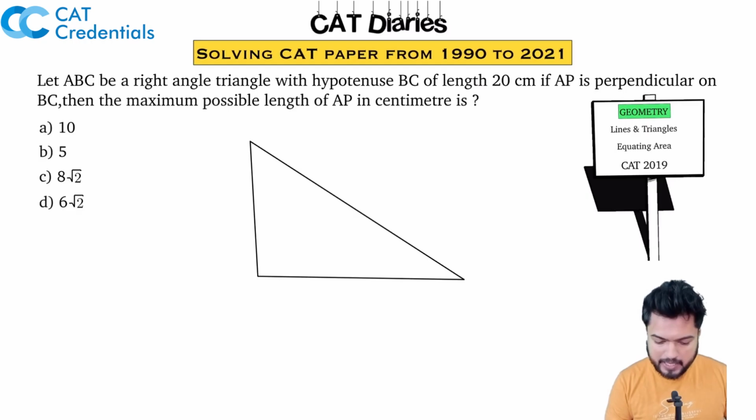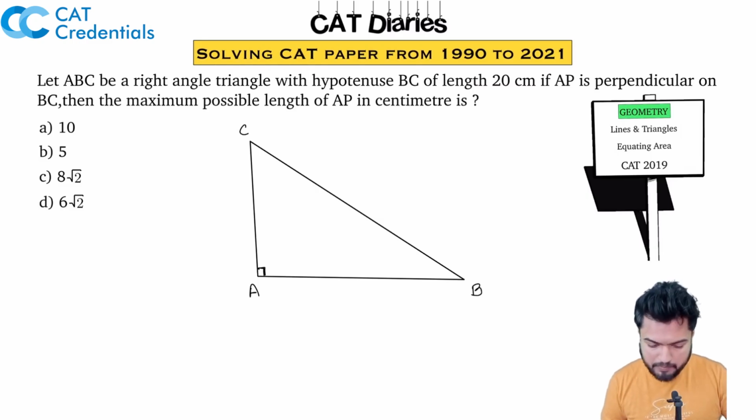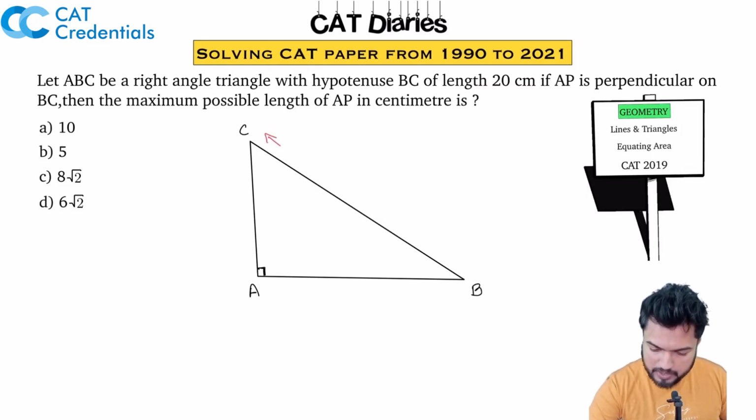So I make a right angle triangle. I name this as ABC. BC is the hypotenuse. So let's keep B here, C here, and A is here. Okay, this angle A is equal to 90 degrees. That is the first thing that I know about it. BC is a hypotenuse of length 20. So let's put this length as 20.